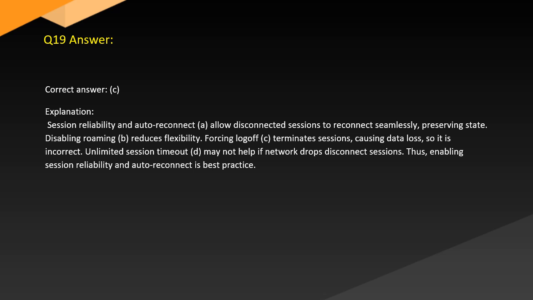Answer. Correct answer: C. Explanation. Session reliability and auto-reconnect, A, allow disconnected sessions to reconnect seamlessly, preserving state. Disabling roaming, B, reduces flexibility, forcing log-off. C terminates sessions, causing data loss, so it is incorrect. Unlimited session timeout, D, may not help if network drops disconnect sessions. Thus, enabling session reliability and auto-reconnect is best practice.